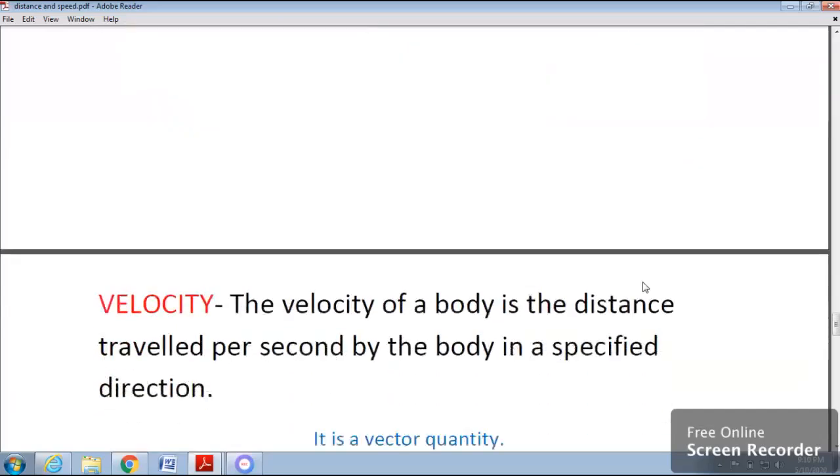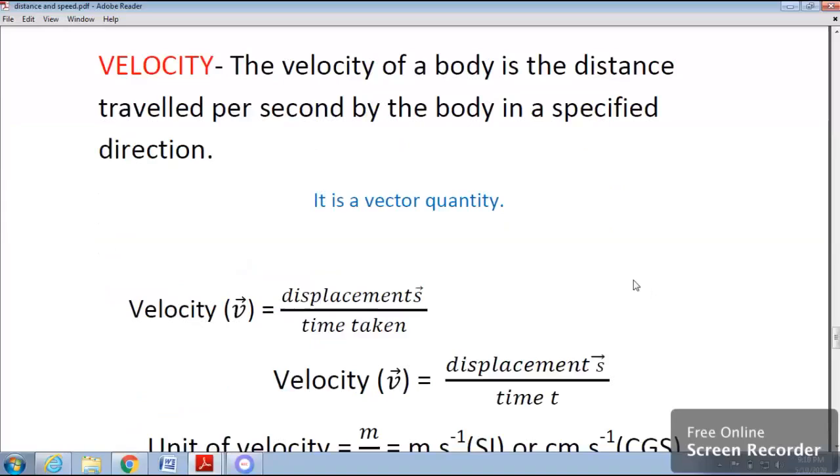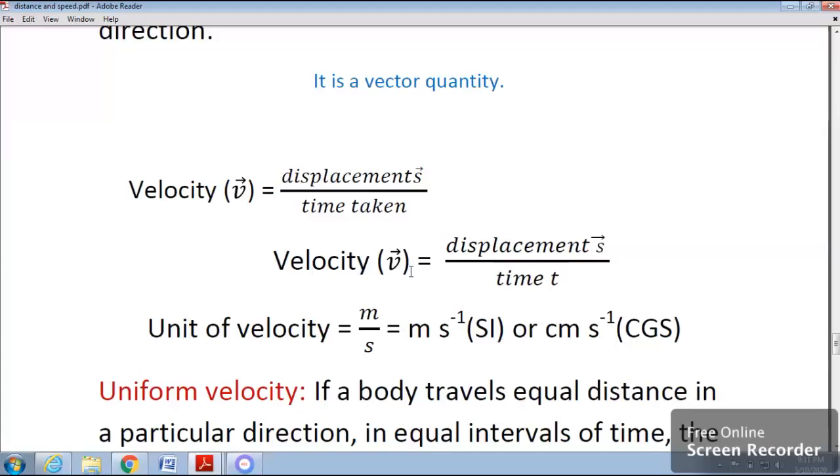Now moving on to the next topic, velocity. The velocity of a body is the distance traveled per second by the body in a specified direction. Here direction is added, hence it becomes a vector quantity. So we represent an arrow over the V, which indicates velocity, which is equal to displacement by time taken. Displacement is again a vector quantity, so an arrow on the S. So this is the formula: velocity is equal to displacement by time.